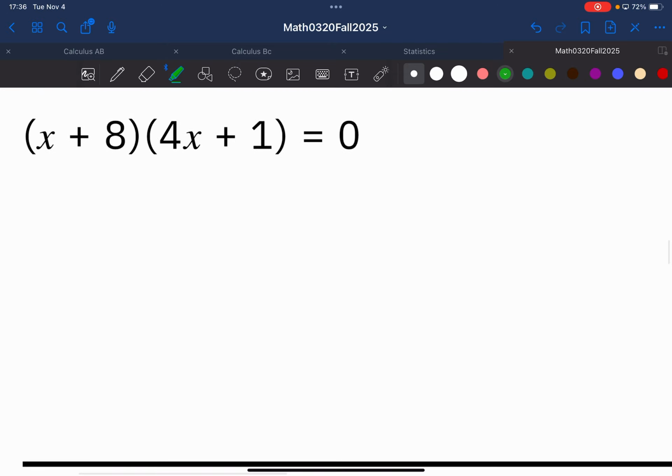Okay, go ahead and do this one on your own. Okay, take a minute. You're still doing the same process. You're setting them each equal to 0 and solving for x. And then when you're done, you can compare with a neighbor.